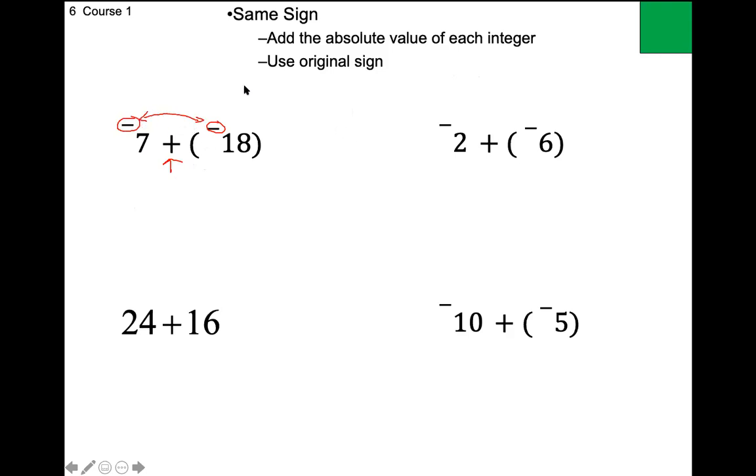The rule for same signs says take the absolute value of both. Remember what I said that we were going to start doing absolute value in our head? Well, let's do it in our head. Danny, the absolute value of -7 is?